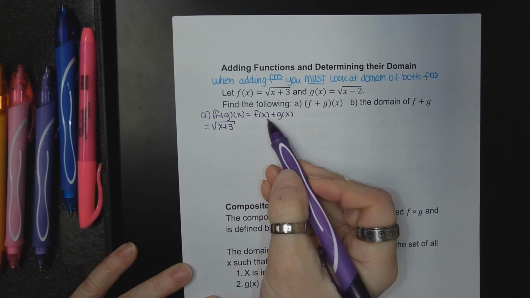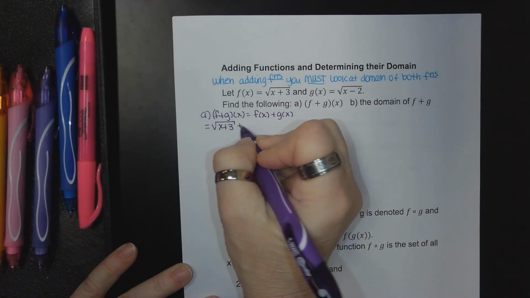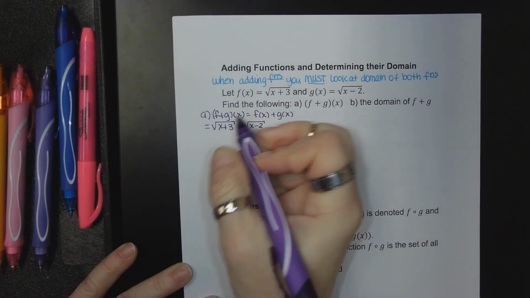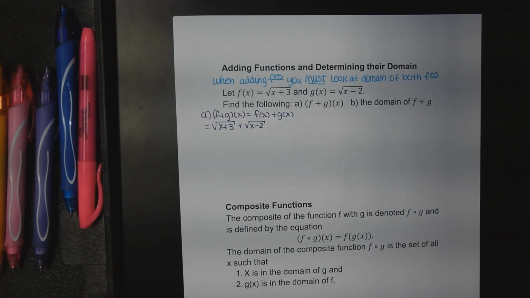So x plus 3 is our f of x, and we're going to add that to x minus 2, okay? That's really all we can do with that, so that's a in completion. So we're done with a.